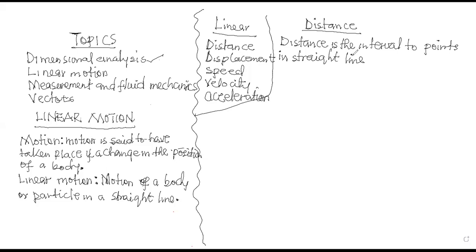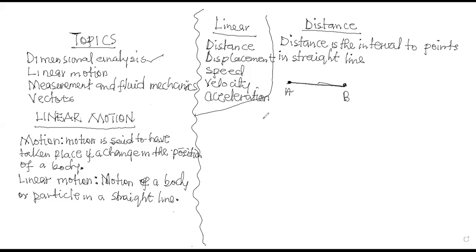So a point A, a point B. If I draw a line to join the 2 points, the interval between point A and point B is a distance. And this interval is in a straight line. So simply, distance is the interval between 2 points, in a straight line.